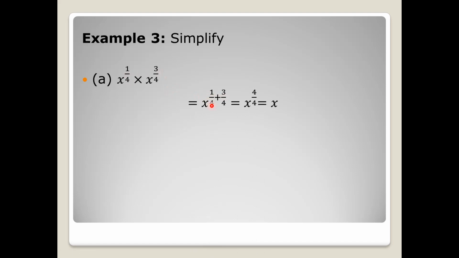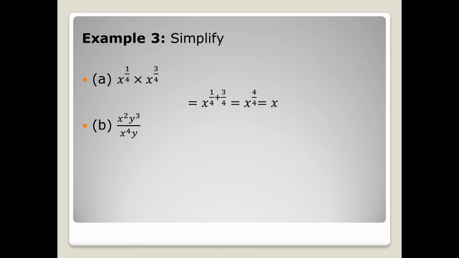So 1 by 4 plus 3 by 4. The addition of these two fractions, we learned this in the first part of this course. 1 by 4 plus 3 by 4 is 4 by 4, which is equivalent to 1. So the answer will be x to index 1, that is x.